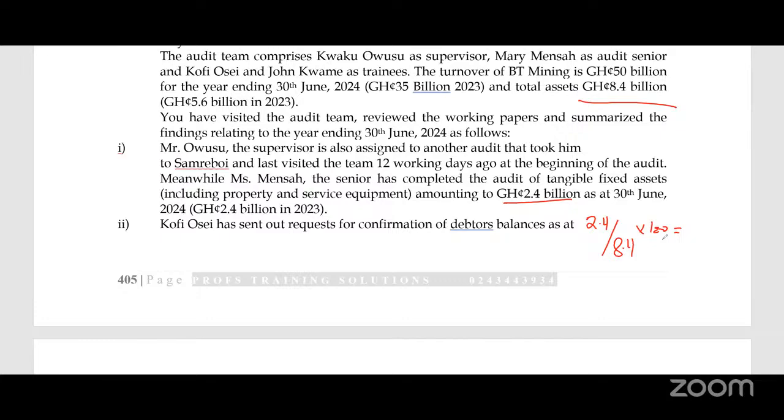You are checking how material it is. That's about 28% of total assets, right? So look at the part. 28.57. Yes, so let's just say roughly 28%, right? So the part that the supervisor is auditing is 28.5% of total assets.